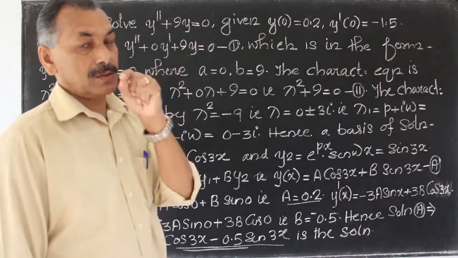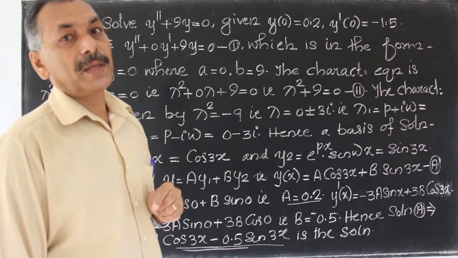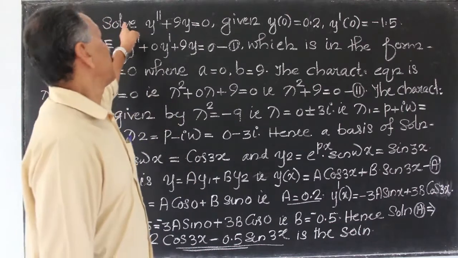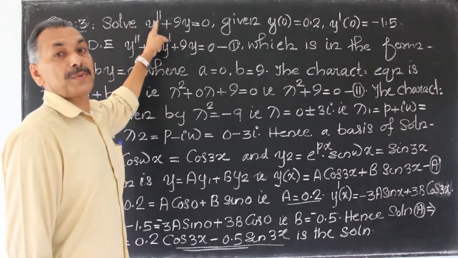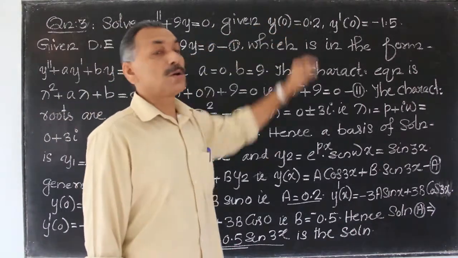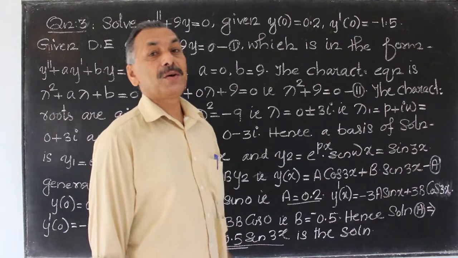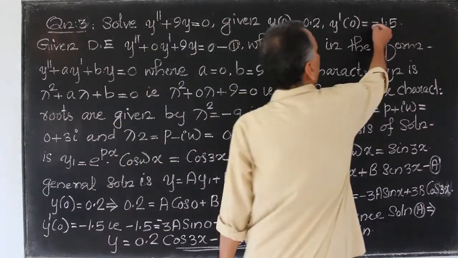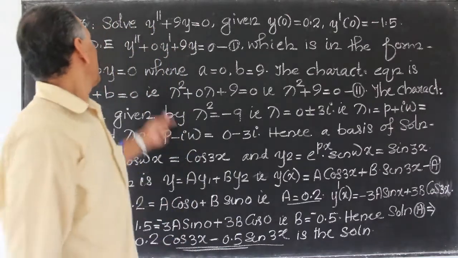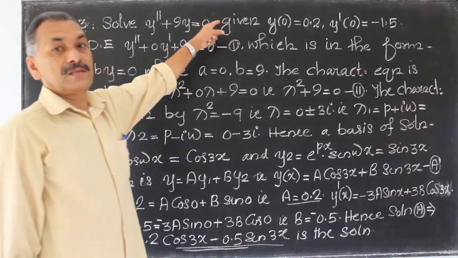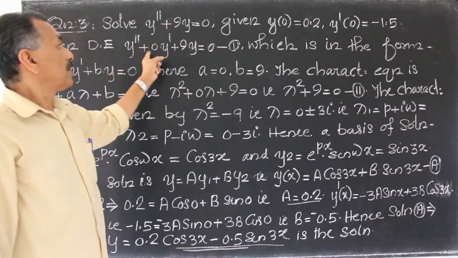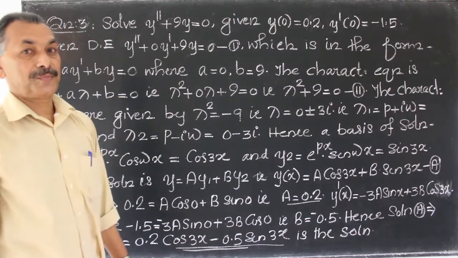Having complex roots for the characteristic equation. Consider this problem. Solve y double dash plus 9y is equal to 0, given y of 0 is equal to 0.2 and y dash of 0 is equal to minus 1.5. Then the given differential equation is y double dash plus 0 y dash plus 9y is equal to 0.